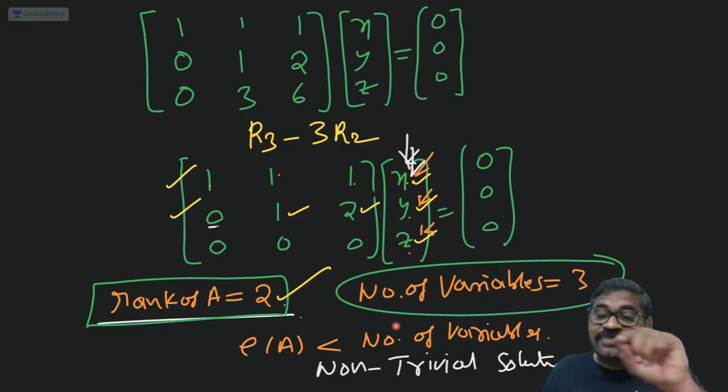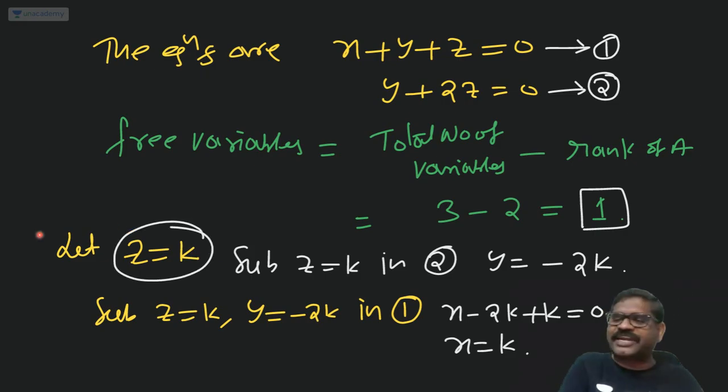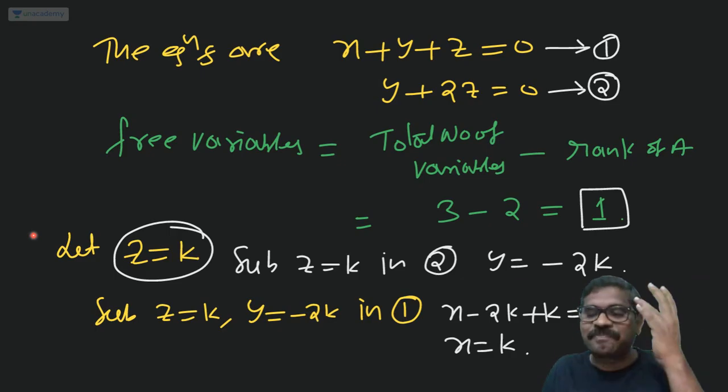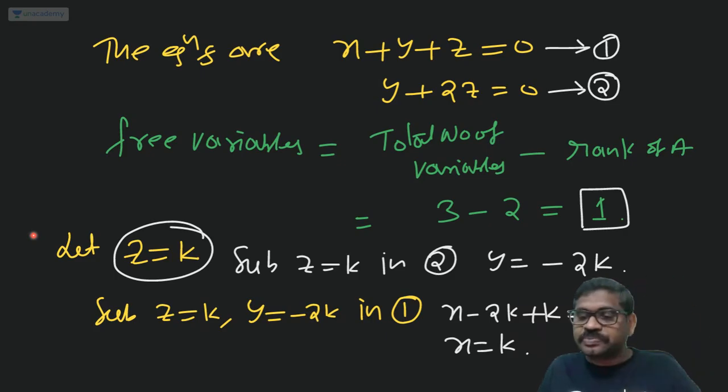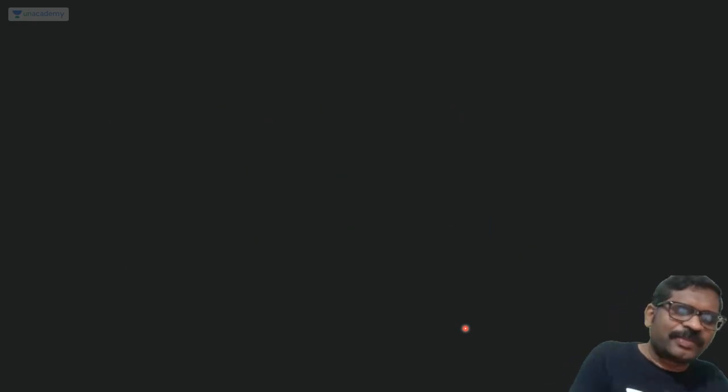Okay, because of that free variable, because of that parameter, because of that arbitrary constant, the system generates infinitely many solutions. Not only one solution, infinitely many. That's why we can say that the system possesses non-trivial solution or non-zero solution or infinitely many solutions. What is the logic behind this? I will explain geometrically. You can visualize. Observe. Suppose I have given 3 equations.